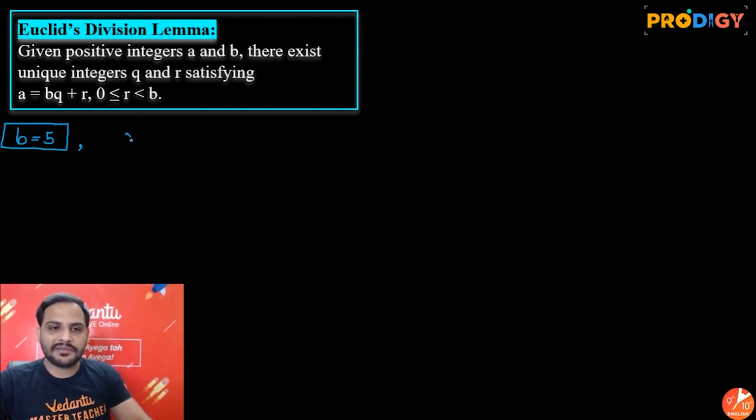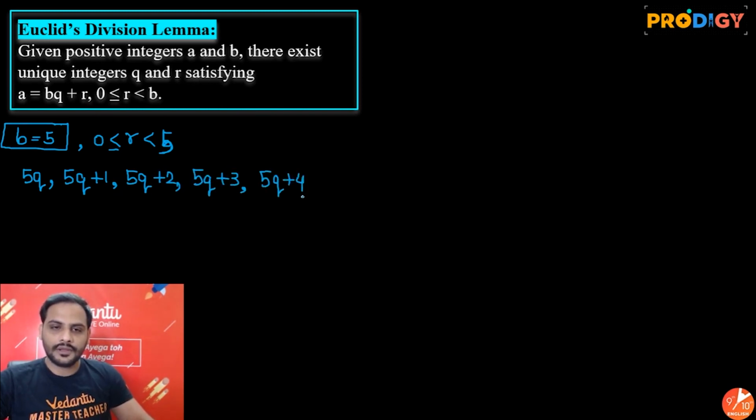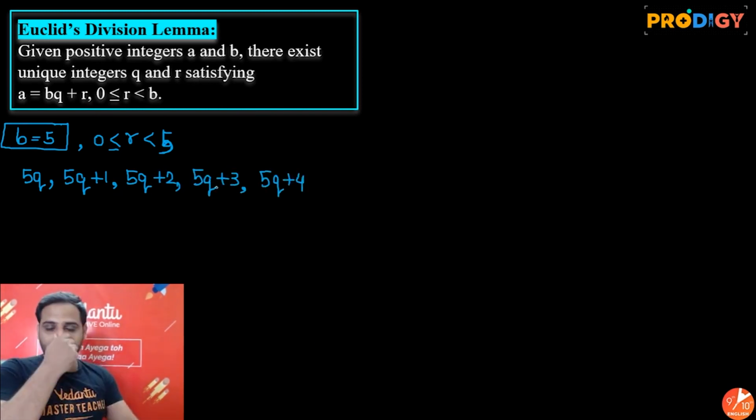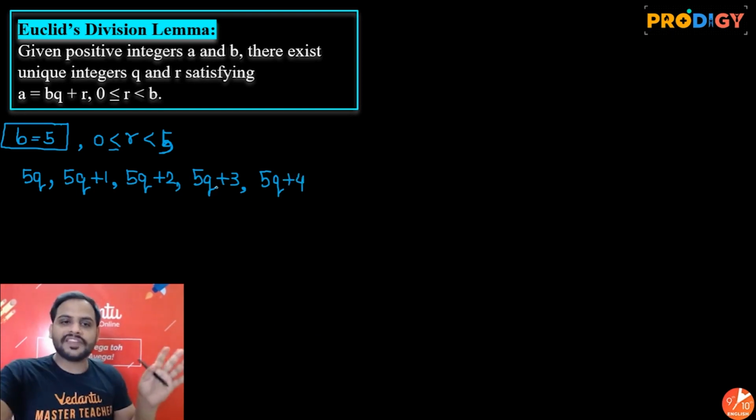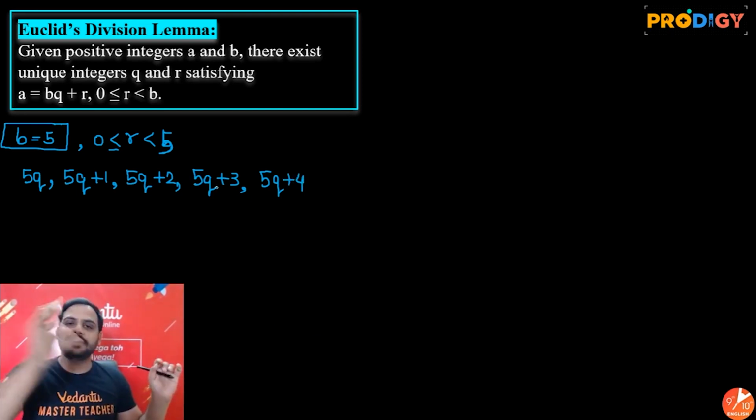I know my remainder must be greater than or equal to 0 but less than b. So here in this case it is 5. So all the natural numbers I can write as first 5 into q, remainder 0. 5 into q, remainder 1. 5 into q, remainder 2. 5 into q, remainder 3. And 5 into q, remainder 4. Remainder 5 it cannot be. So all the numbers will fall under any one of these categories.